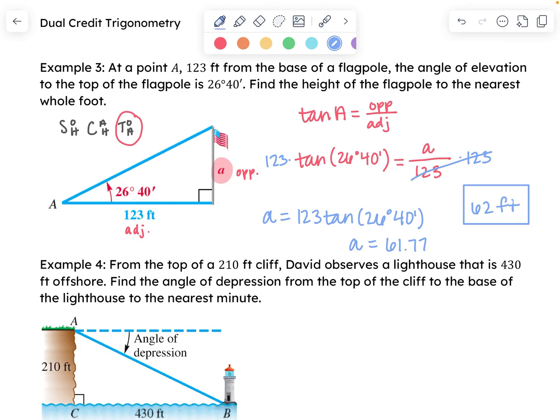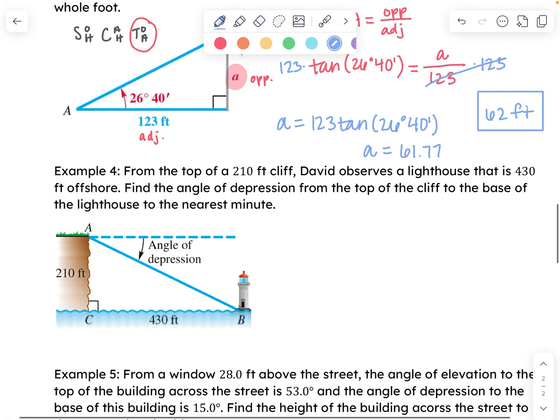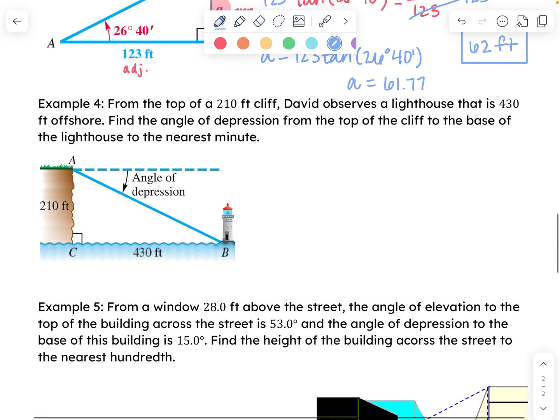So that one was an angle of elevation because we're looking up at the flagpole. Let's look at an angle of depression one. Example 4. From the top of a 210-foot cliff, David observes a lighthouse that is 430 feet offshore. Find the angle of depression from the top of the cliff to the base of the lighthouse to the nearest minute.